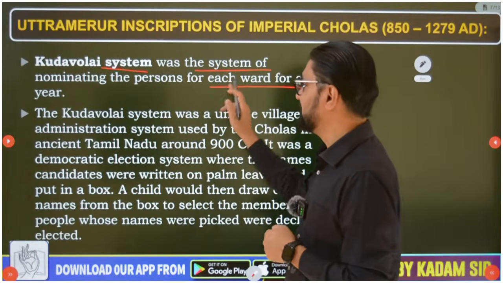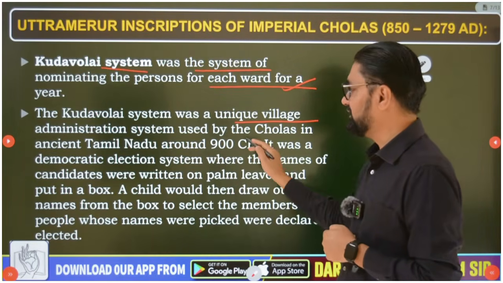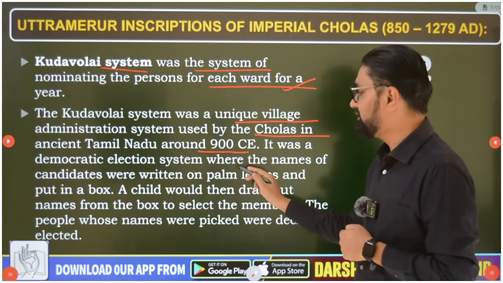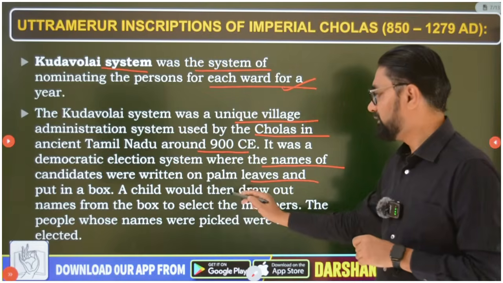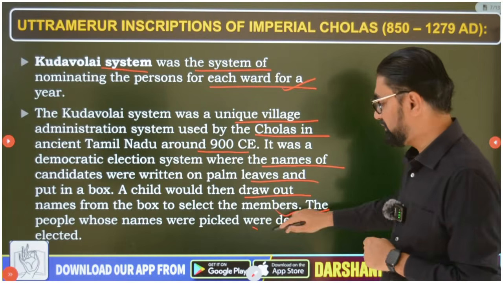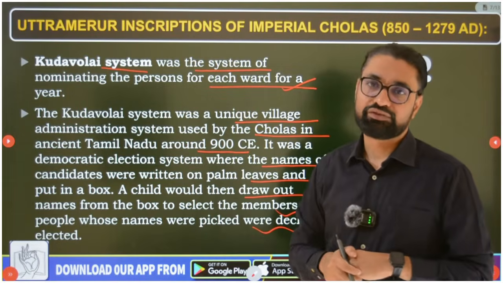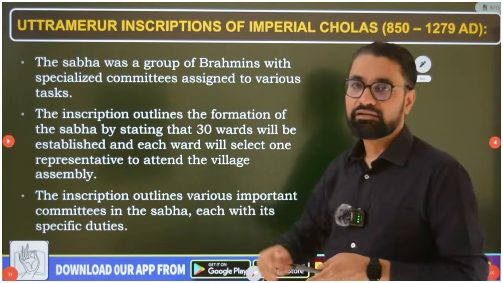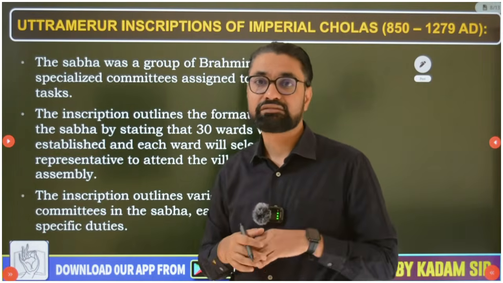So the Kudavolai system was the system of nominating a person for each ward for a year. It was a unique village administration system used by the Cholas in ancient Tamil Nadu around 900 CE. It was a democratic election system where the names of candidates were written on palm leaves and put in a box. Then a child would draw out names from the box to select the members, and the people whose names were picked were declared elected, and they would govern the administration of that village. So that was the basic Kudavolai system. Remember that system that was followed during Imperial Chola times to manage these autonomous villages.